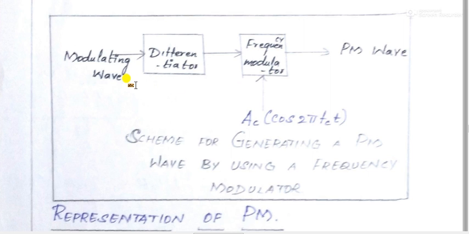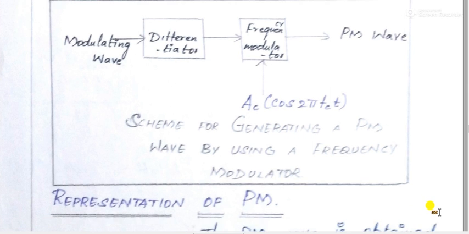And see here, the modulating wave is cos omega mt. The differentiation of cos omega mt is minus sin omega mt. And the frequency modulator adds the two signals, that is, the phase of the carrier signal is varied with respect to the modulating signal. That is called the phase modulated wave.